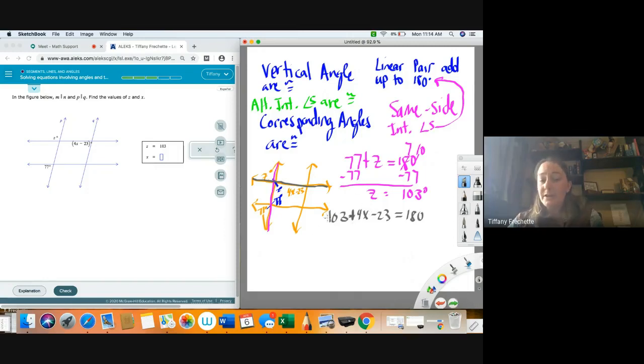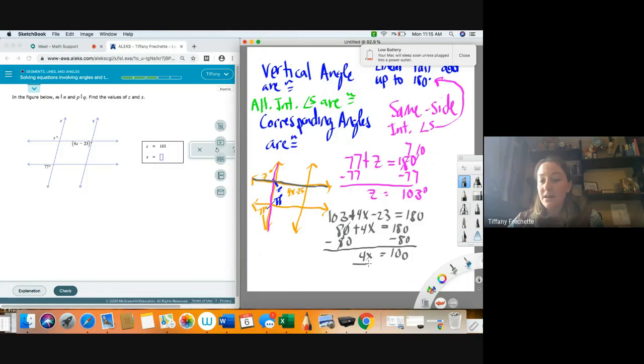So first, I'm going to start by combining my like terms here. I have 103 and I have negative 23. So if I do that, I get 80 plus 4x equals 180. Now I can start getting x by itself by first undoing addition. So I have 80 minus 80, that's 0. 4x is going to drop down. Equals 180 minus 80 gives us 100.